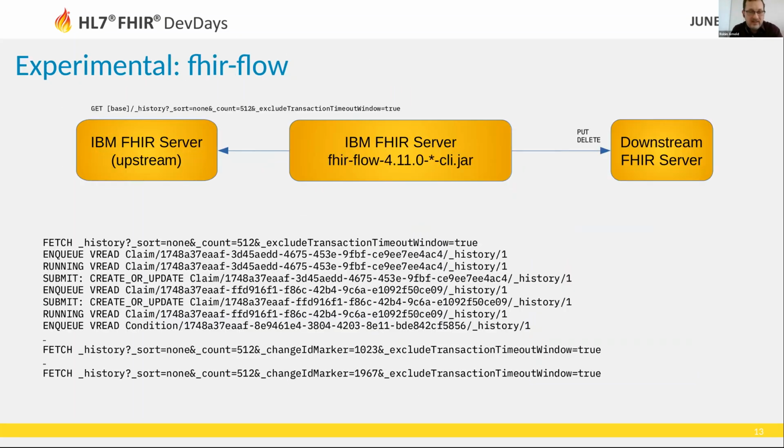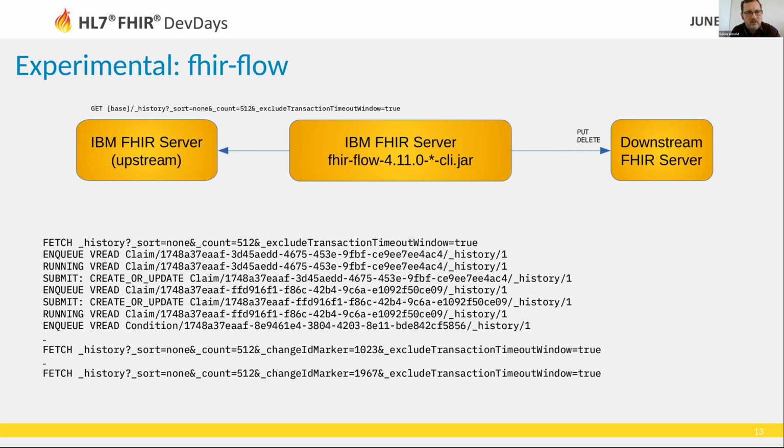So this has been implemented as an experimental feature of the IBM FHIR server. If you go to the GitHub repository and look at the Fireflow project, you'll see that there is a README there, and there's a CLI jar that you can run, and with just a small amount of configuration for your upstream and your downstream systems, you can use this to replicate FHIR data between two servers or two tenants of a server, or however you want to do it.